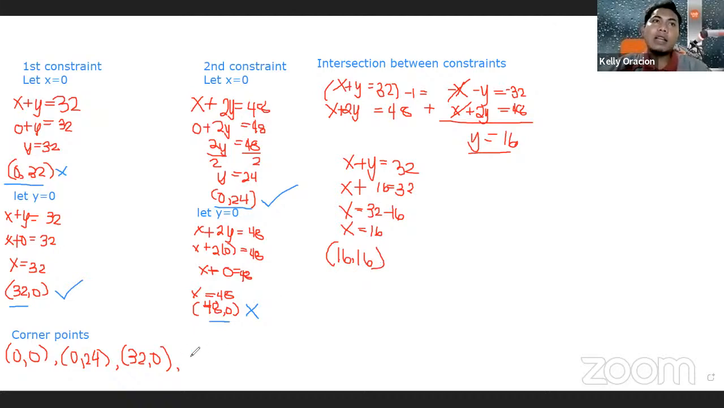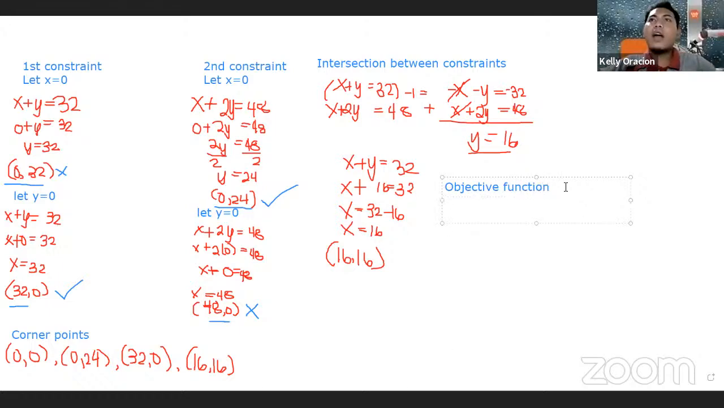So kasali yan siya sa ating corner points. Again, there are 4 corner points for maximum, and including na doon yung 0, 0. Yes, automatically kasali na talaga si 0, 0 for the corner points. Now, we have the corner points. So ang next step natin is to substitute these corner points to our objective function.